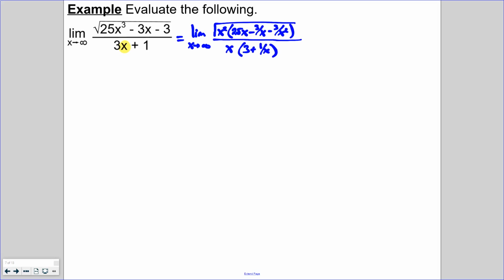All right, now we can continue getting to work. We can pull apart the radical here, so we're going to get the limit as x approaches infinity of the square root of x squared times the square root of (25x minus 3 over x minus 3 over x squared), and that's all going to be over x times (3 plus 1 over x). Now we can simplify the square root of x squared, and that's going to leave us with the limit as x approaches infinity of plus or minus x, times the square root of (25x minus 3 over x minus 3 over x squared), and then that's all over x times (3 plus 1 over x).